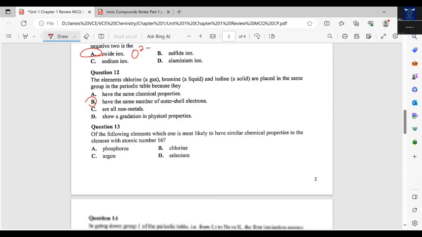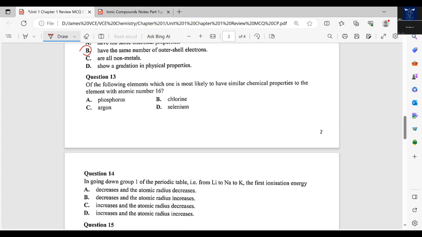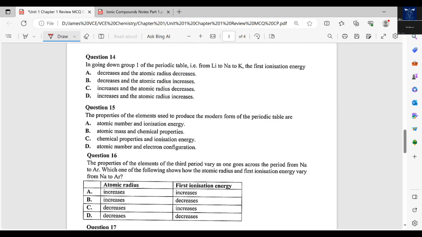13. Have a similar chemical properties with an atomic number 16. 16 is a group. The 13 is selenium. So on the oxygen. 14. Going down group 1. Lithium from this first ionization energy. First ionization energy. B decreases, atomic radius increases.